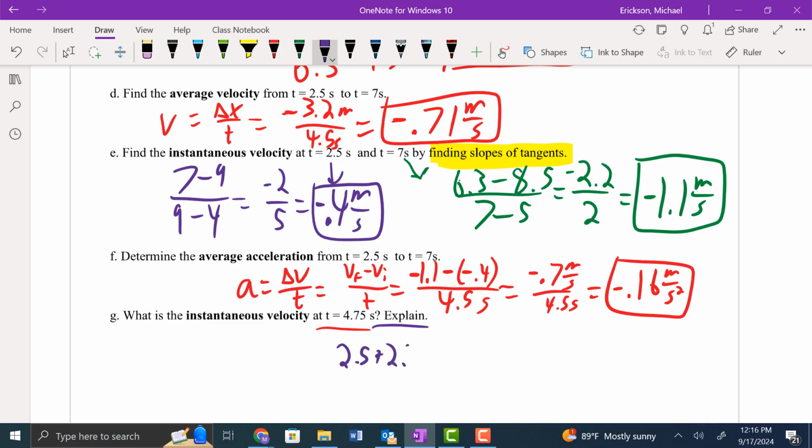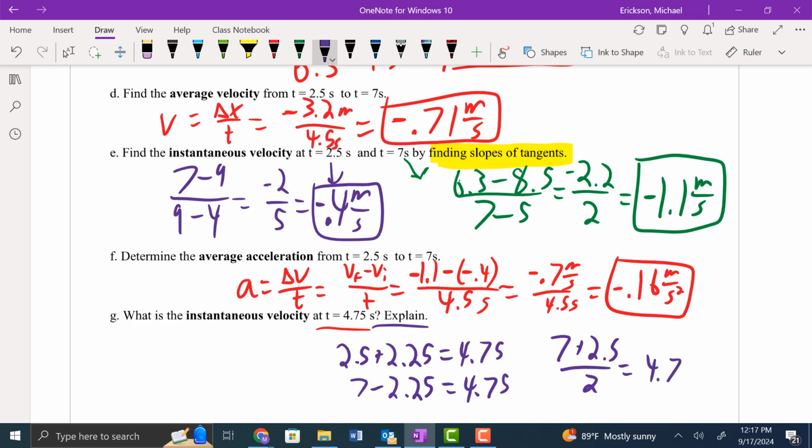2.5 plus 2.25 seconds is equal to 4.75, or 7 minus 2.25 is equal to 4.75. So that's a sign, all right, that's in the middle. Here's another way: 7 plus 2.5 divided by 2, I take the average of them, you get 4.75 again. So, all right, I've proven 4.75 is in the direct middle. If you take the average velocity in a time range, you will get the instantaneous velocity of the middle second. So it should be negative 0.71 meters per second.